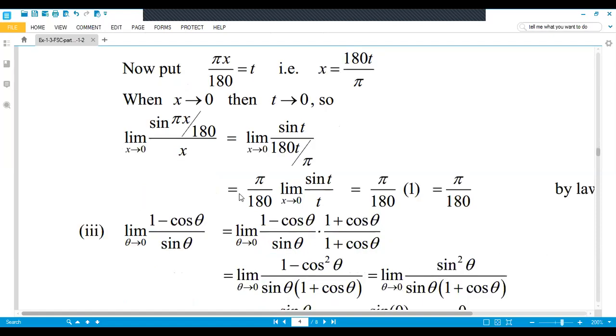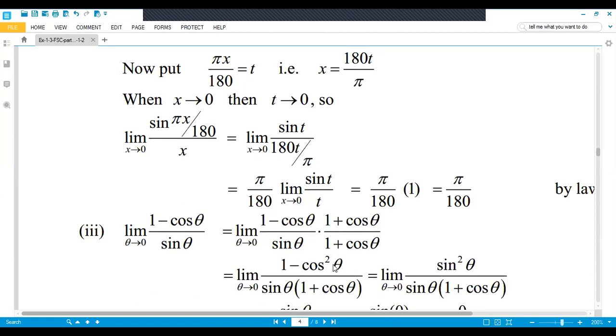In the third part, you have the trigonometric function (1 minus cos theta) divided by sin theta. We can't apply any formula directly, so we rationalize it. We multiply and divide by the conjugate of 1 minus cos theta, which is 1 plus cos theta. Now this is the formula: a square minus b square. So (a minus b)(a plus b) gives 1 square, which is 1, minus cos square theta, over sin theta times (1 plus cos theta).